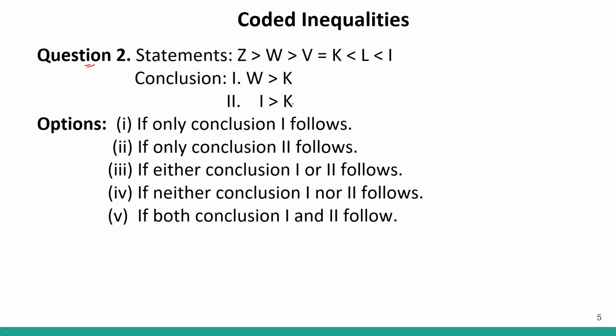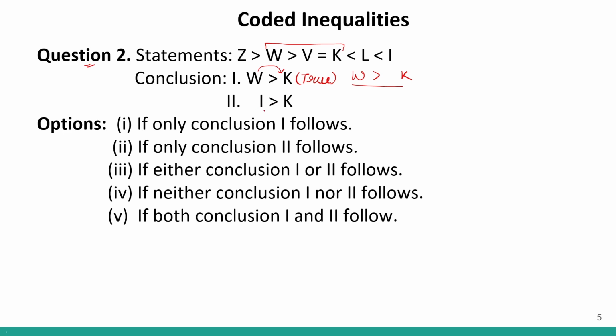And we have to identify which is true and which is not. Now, we will move from bigger door to smaller door. That means we will move from W to K. So over here, W to K is this much information. W is greater than V, which is equivalent to K. So if I remove this, because these are equal, W will be greater than K. Therefore, this conclusion is true.